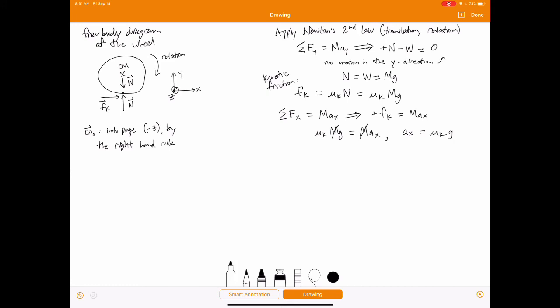So let's get a number to this. ax is equal to, okay, the coefficient of kinetic friction, mu k, is equal to 0.210, and then g is equal to 9.8 meters per second squared. So here's what we'll get: 2.058 meters per second squared, but keep 3 sig figs on that. And that's our linear acceleration.